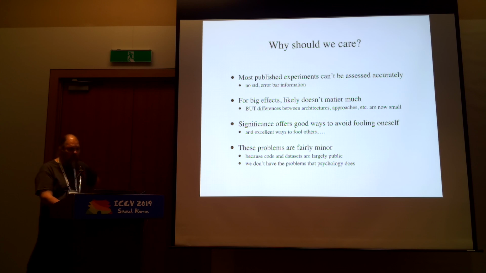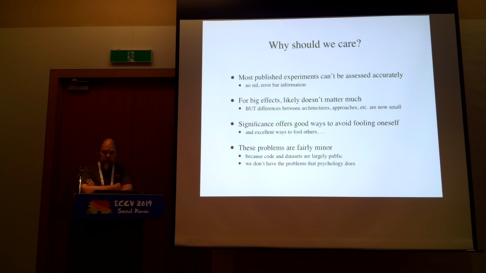Okay. Why do we care about this stuff? Most published experiments can't be assessed accurately. Why? Because there isn't any standard error and there isn't any error bar information. Usually we have enough samples that power is not a concern. But if you don't know variance, you're dead. For big effects, this probably doesn't matter very much. If you've got two things that are just really different, whatever. But right now, all of the effects that we see talked about are small.